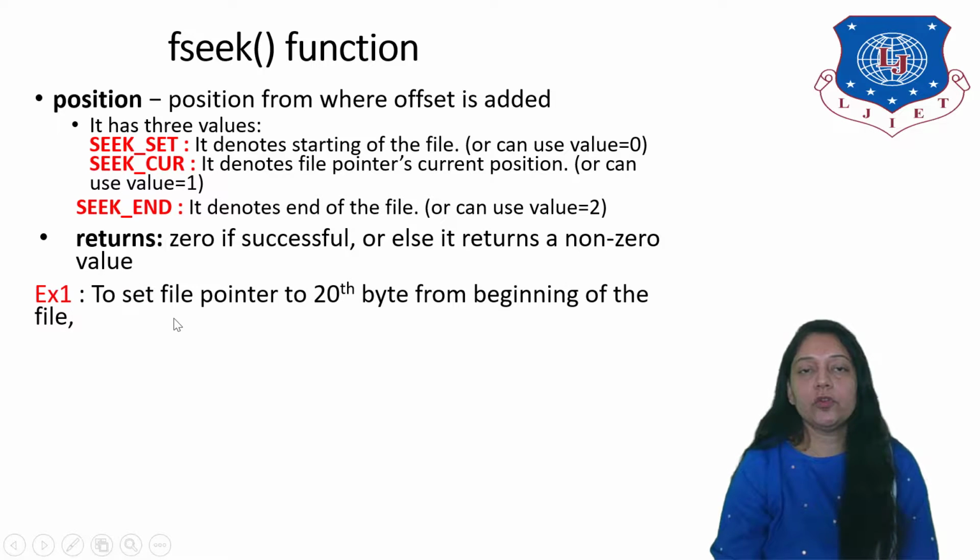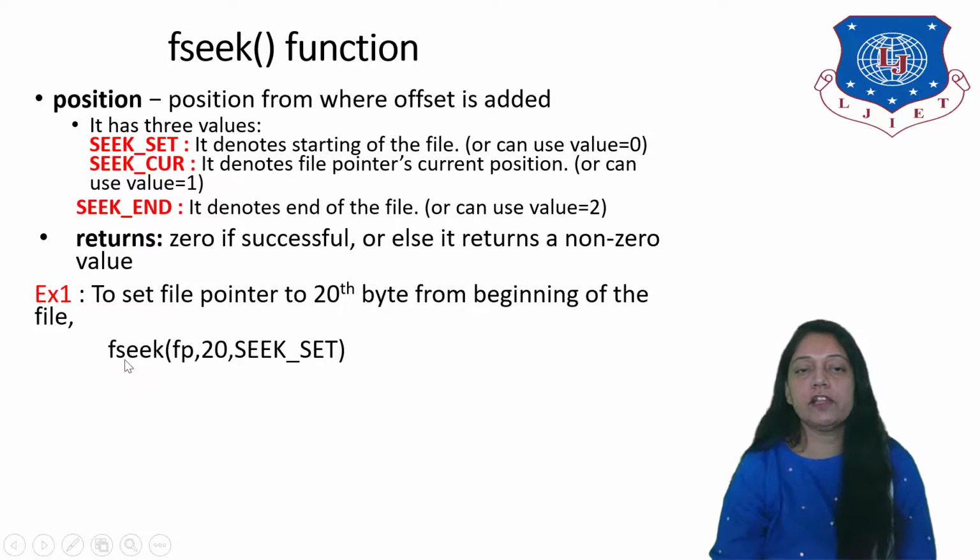Say, for example, I want to use the fseek function to set the file pointer to 20 bytes from the beginning of the file. We will use the fseek function. The first argument should be the file pointer. The number of bytes that I want to move is 20 bytes, and from where should these 20 bytes be moved? SEEK_SET. SEEK_SET means we are setting the file pointer to the beginning. From the beginning you move 20 bytes ahead.